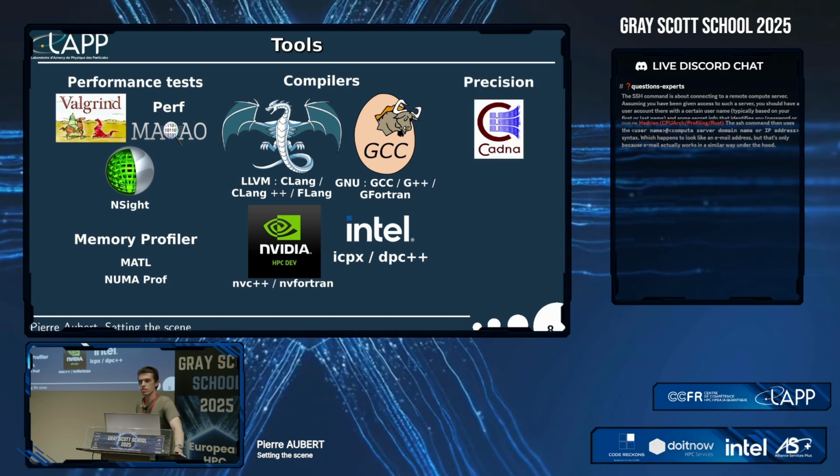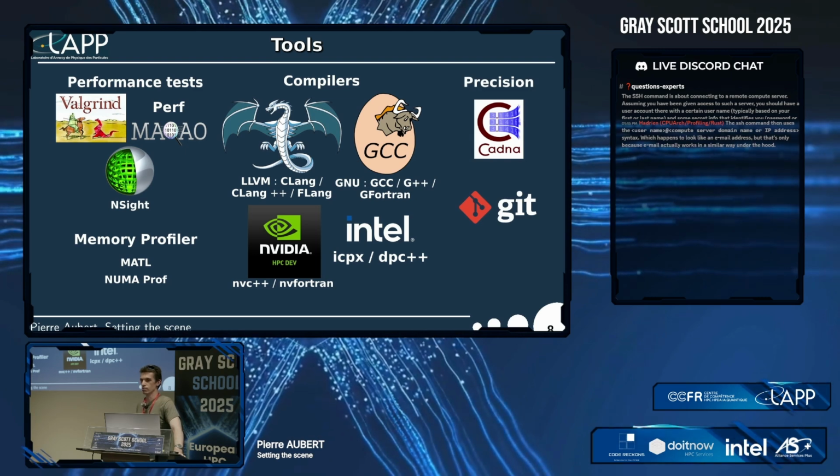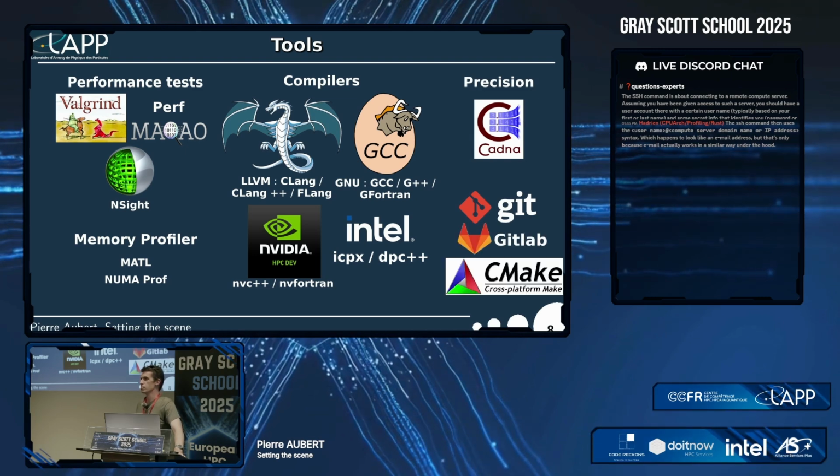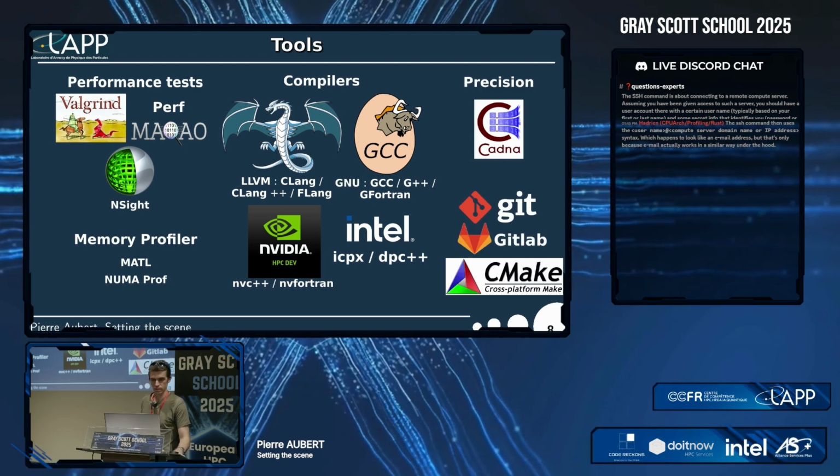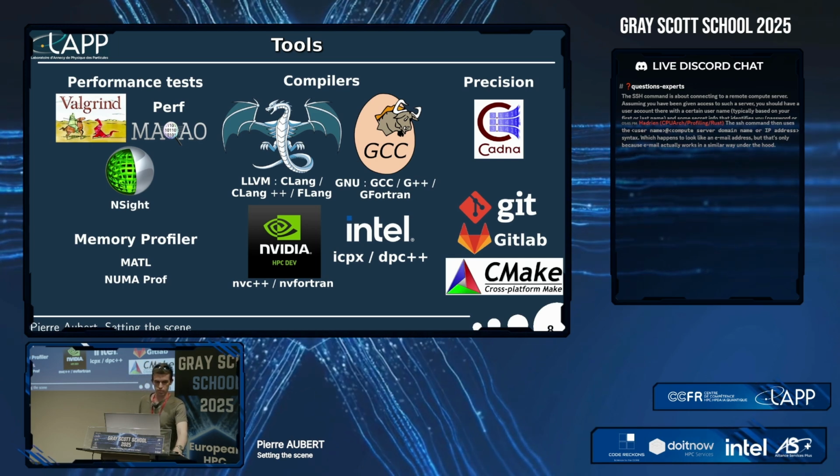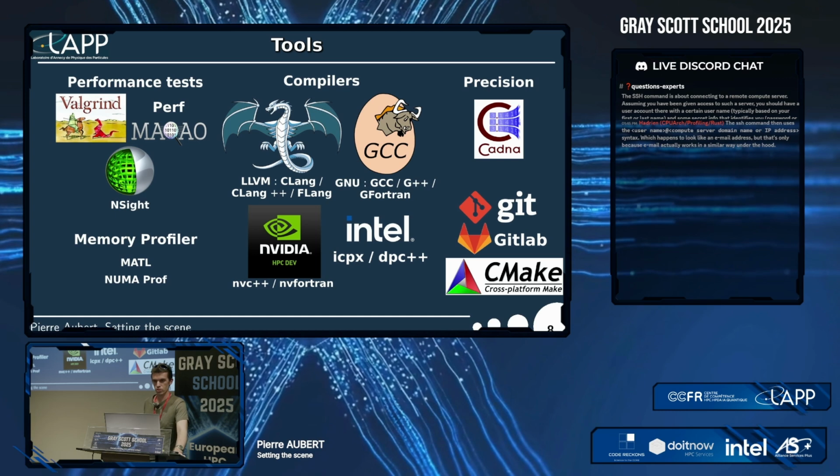And finally, about precision, we'll have a little talk with CADNA and classical Git, GitLab, and CMake once you want to compile. If we need to do some reminder about that, no problem. You will have all the information on time.